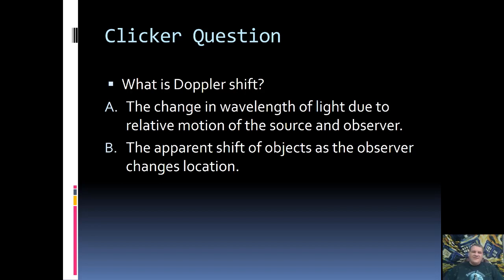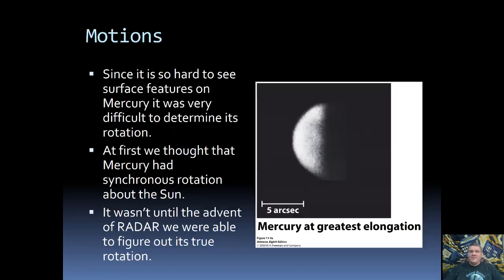The answer is A, the change of wavelength because of relative motion. Hey, do you remember what B is? B is parallax. Okay, so the apparent shift of objects as the observer changes location, that is parallax. But the change of wavelength due to relative motion, that is Doppler shift.